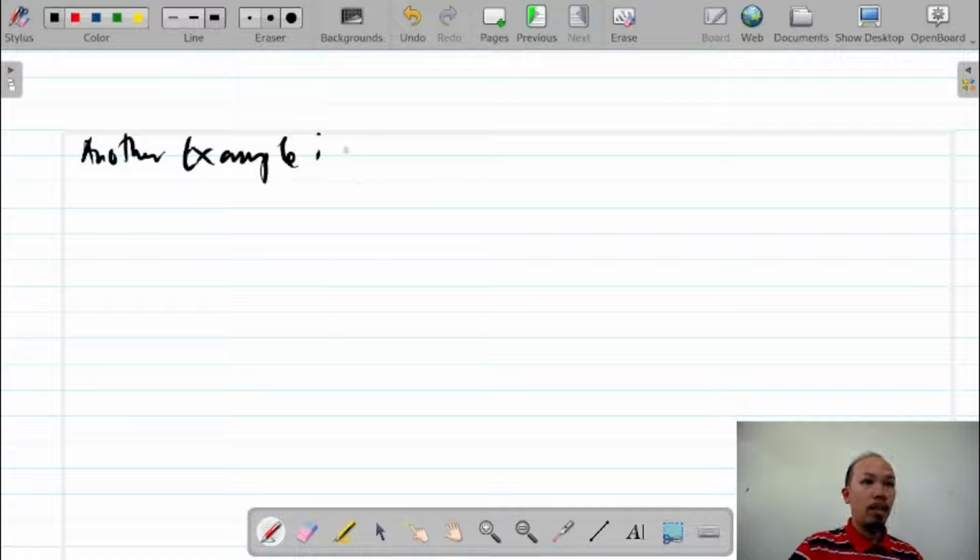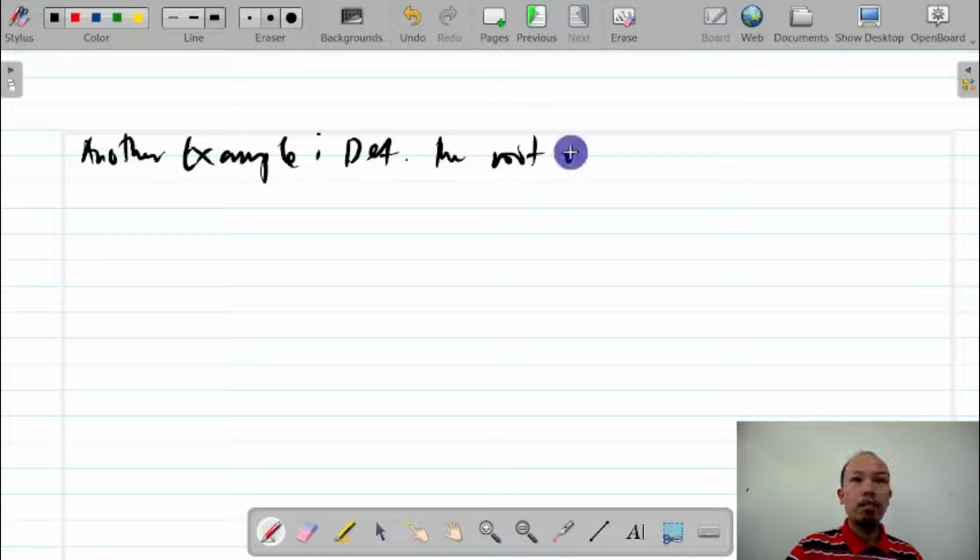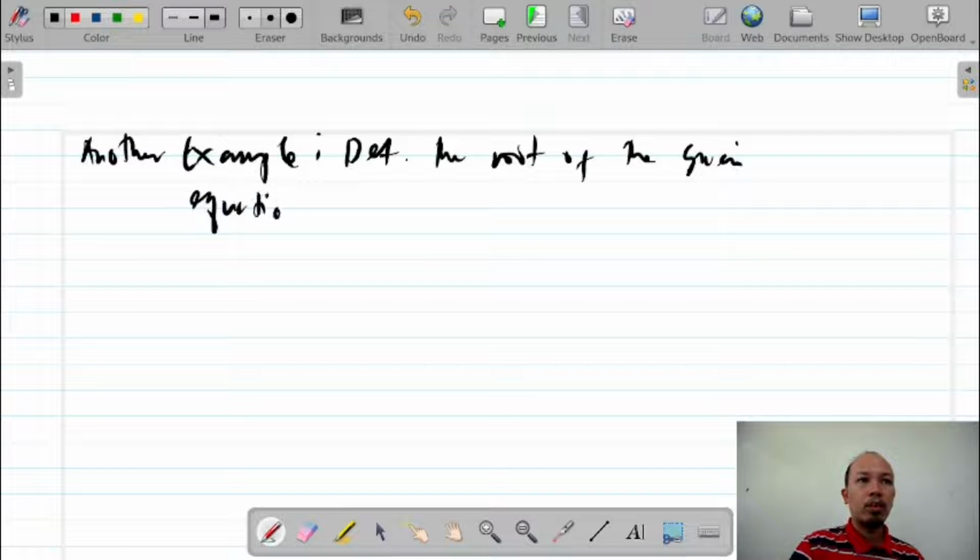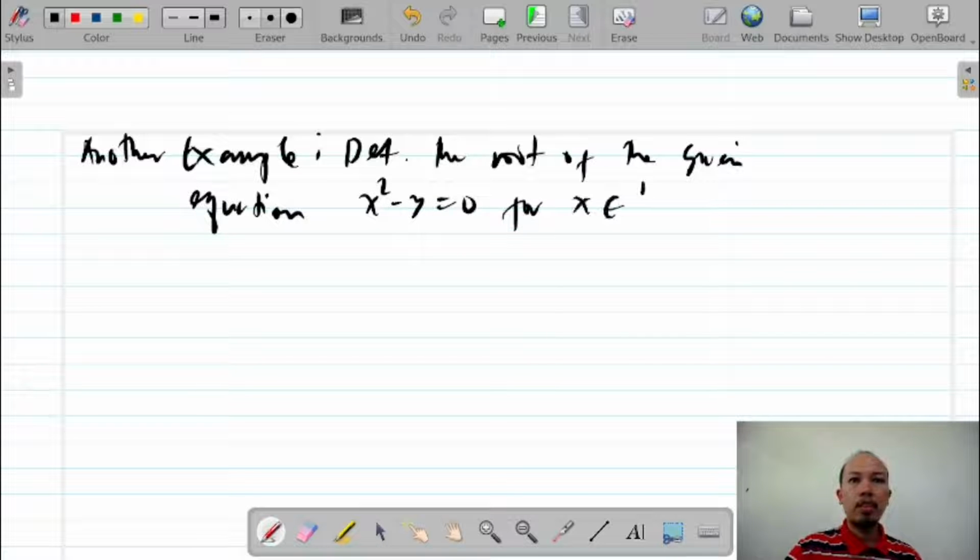Let's have this by hand. Okay, determine the root, before we go to the program, Python code. x squared minus 3 is equal to 0 for x in the interval 1, 2.